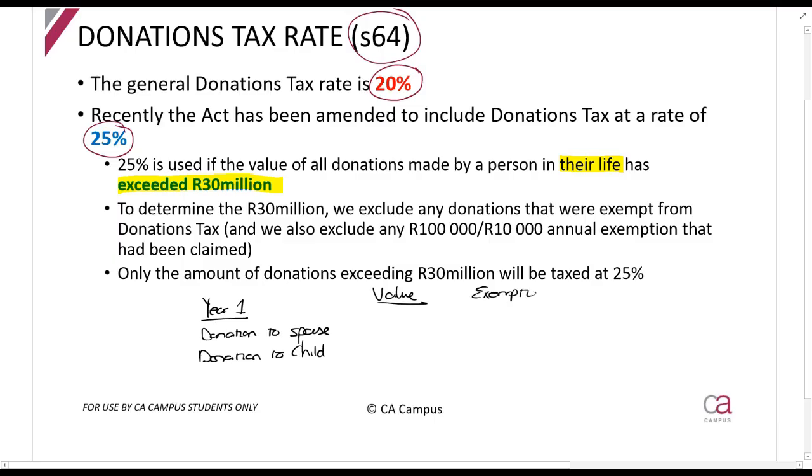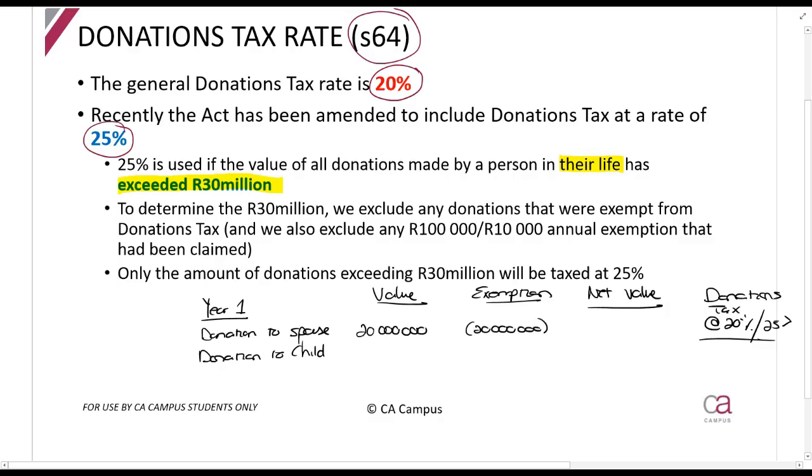This is the exemption or exclusion, if there is any. This is the net value. And then this is the donations tax, at 20% or at 25%. Let's say we're looking at someone that's very wealthy, and this taxpayer donates, let's say, 20 million rands to a spouse. The 20 million will be fully exempt because it's a donation to a spouse. So the net value is nil, and there's obviously no donations tax.